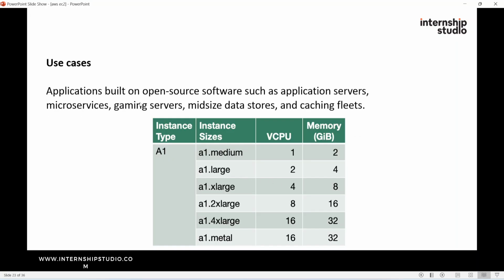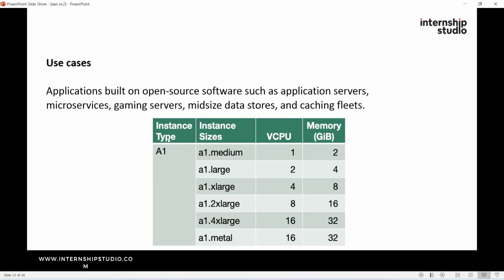So the use cases of the general purpose instance types are applications which are built on open source software such as application servers, microservices, gaming servers, mid-size data stores and caching fleets. So it's a good combination for application servers. So this is the typical instance type.